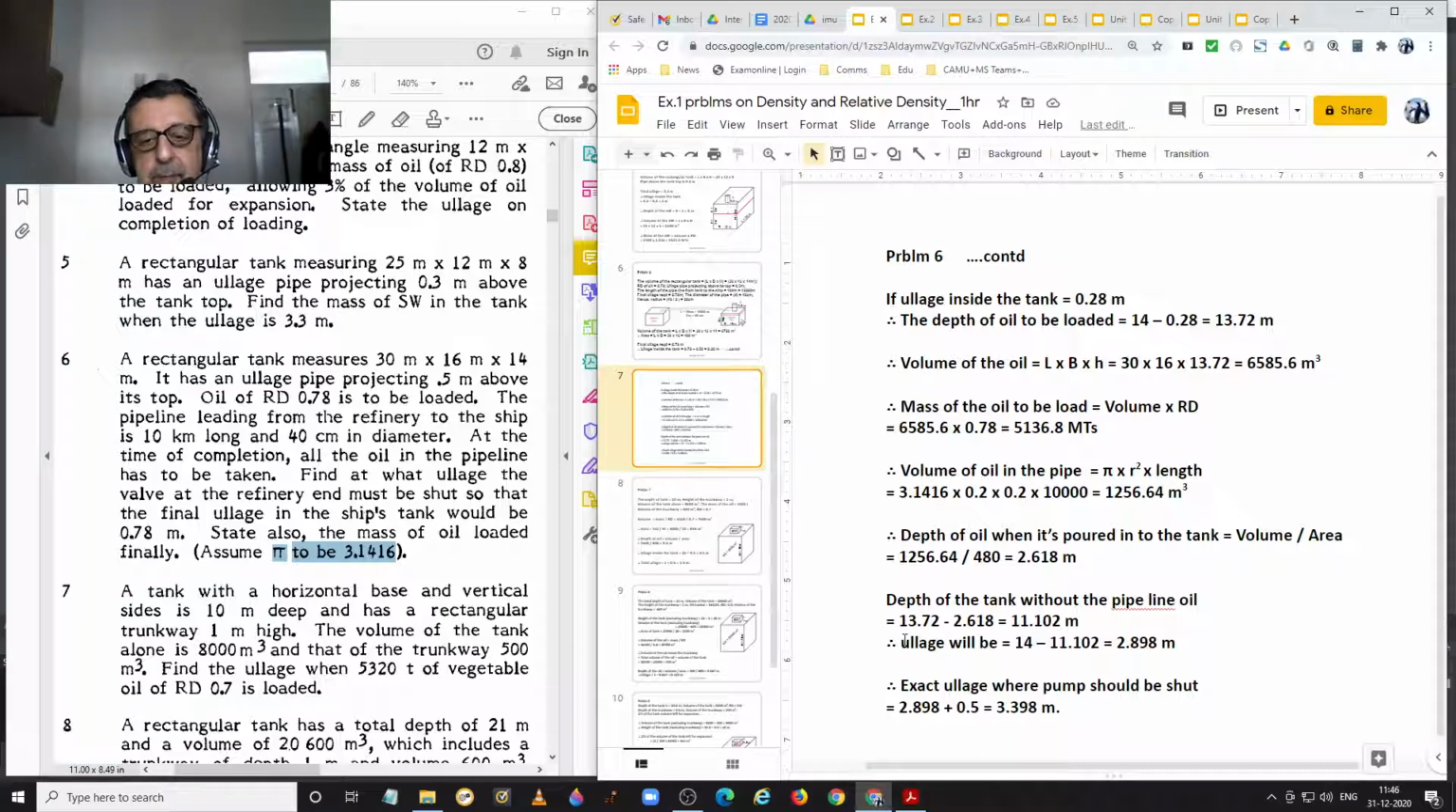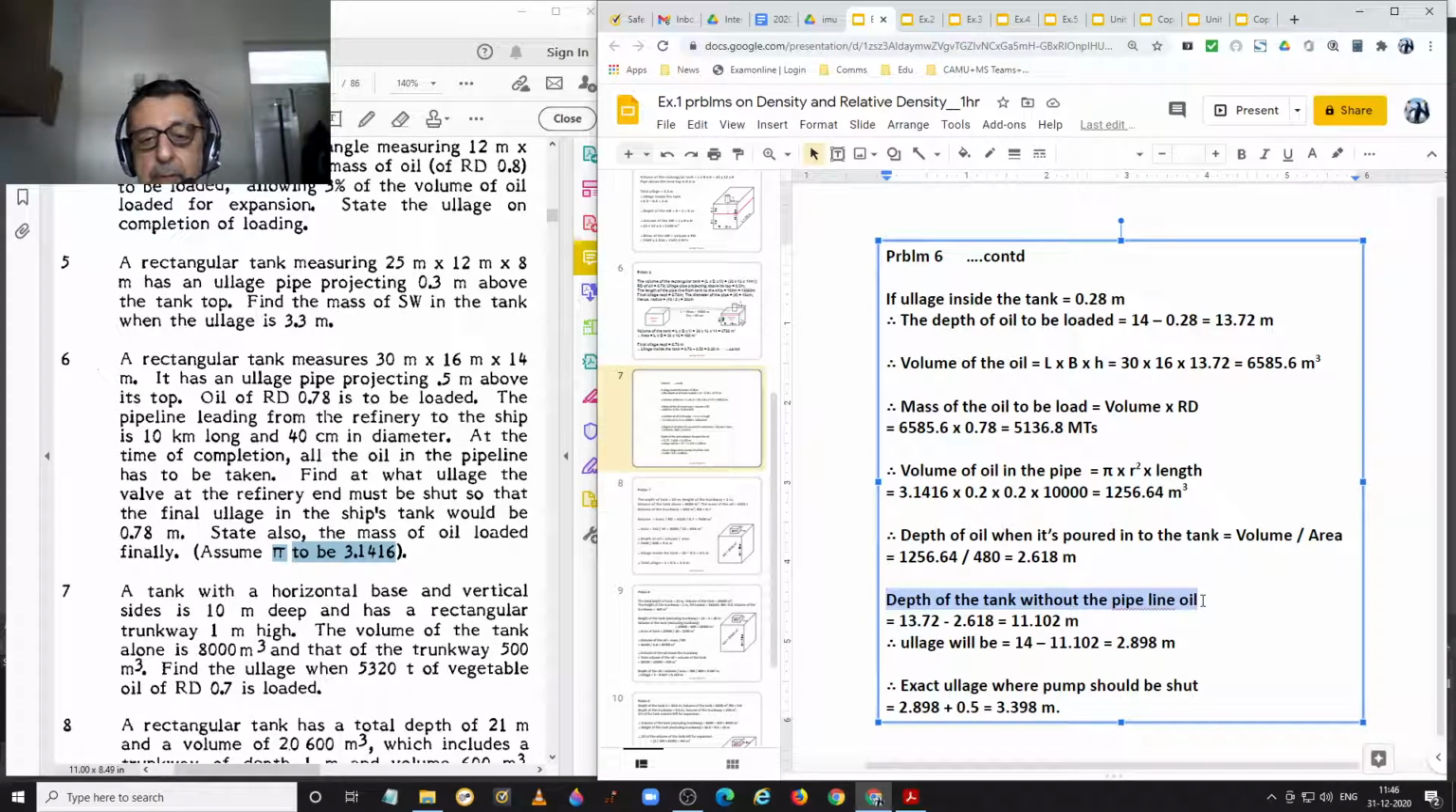So, the depth of the oil in the tank without the pipeline oil is equal to 13.72 minus 2.618 equal to 11.102 meters, which we have just discussed. Therefore, the ullage will be 14 minus 11.102 meters, which is 2.898. This is just the ullage within the tank. The exact ullage where the pump should stop will be equal to 2.898 plus 0.5, which is the height of the ullage pipe, and that will be equal to 3.398 meters.